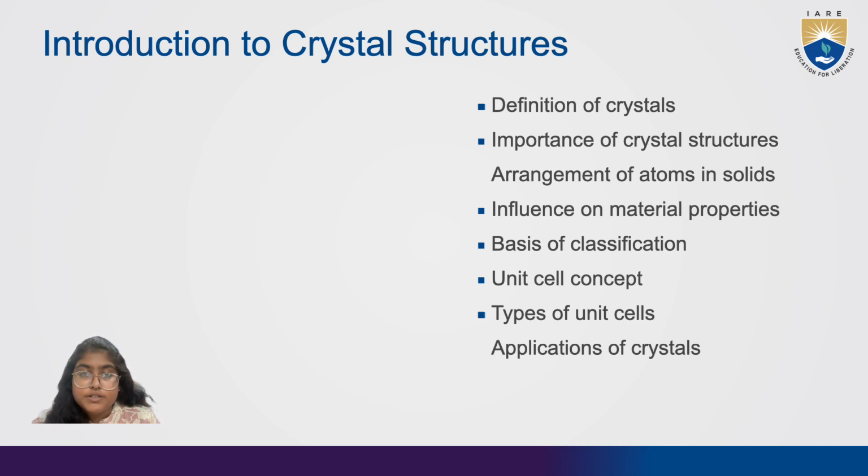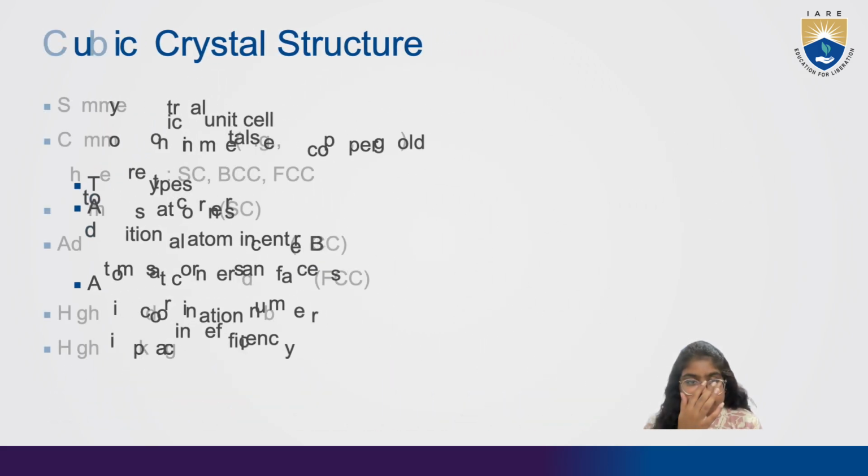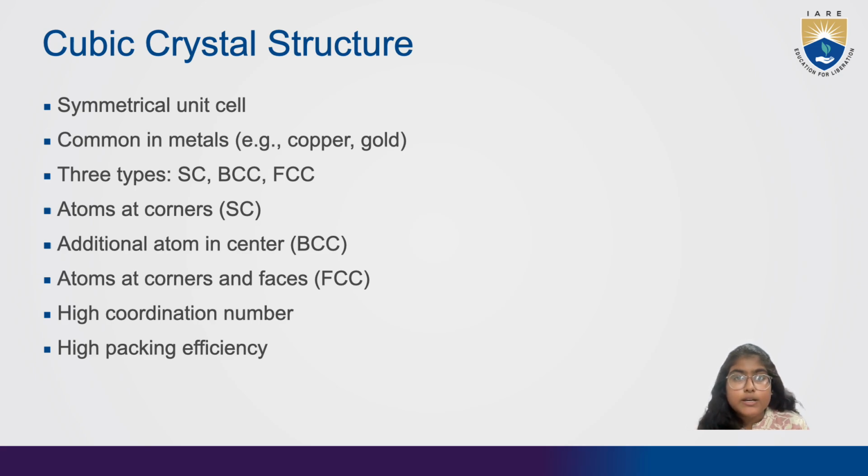We'll be exploring these different types today and also touching upon the diverse applications of crystalline materials that we encounter in our daily lives, from the silicon in our electronics to the metals in our infrastructure. Let's start with one of the most symmetrical and common crystal structures, the cubic crystal structure. As the name suggests, its unit cell is a perfect cube, with all sides of equal length and all angles at 90 degrees. The structure is particularly prevalent in many metals we use regularly, such as copper and gold.